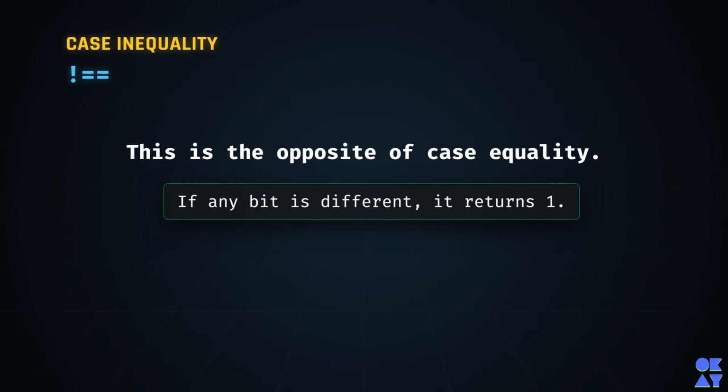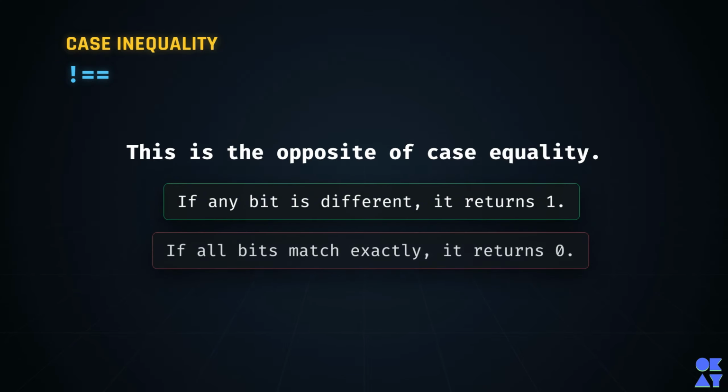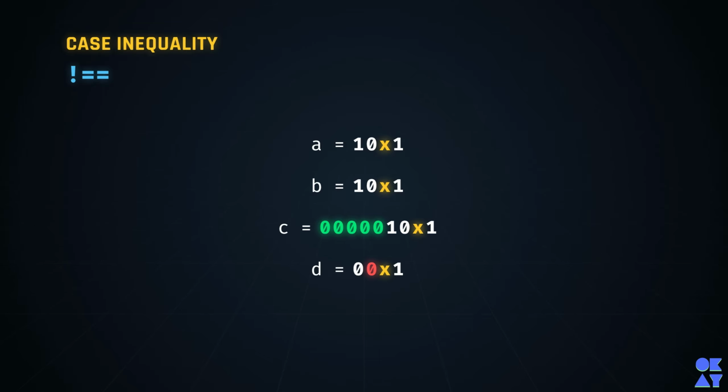If any bit is different, it returns 1. If all bits match exactly, including x and z, it returns 0. Using the same example, A !== B equals 0 because they match exactly. A !== C equals 0 because they still match. A !== D equals 1 because bits are different.